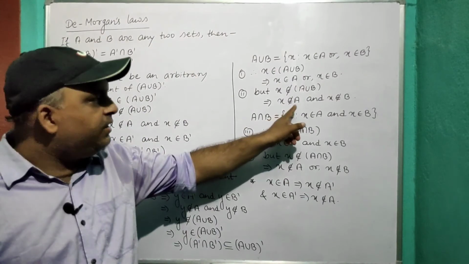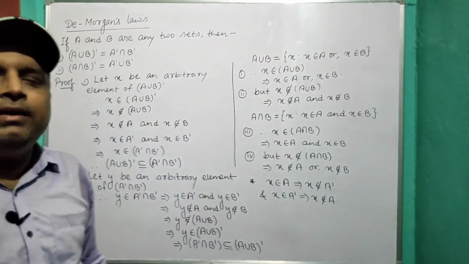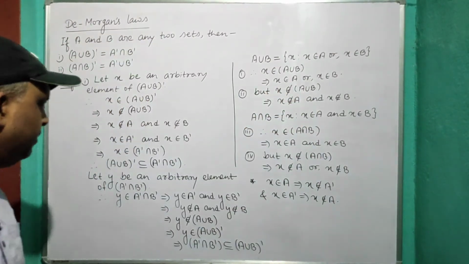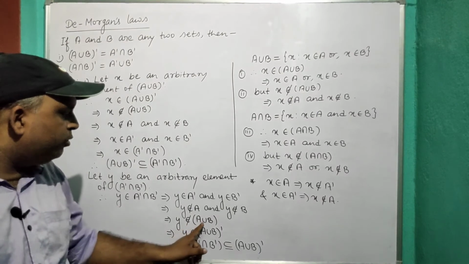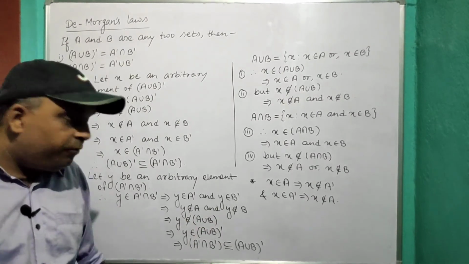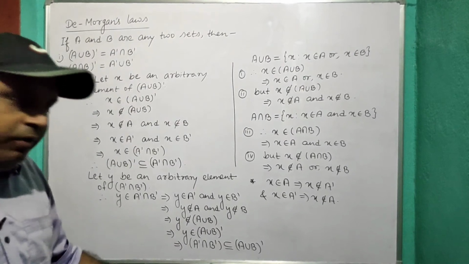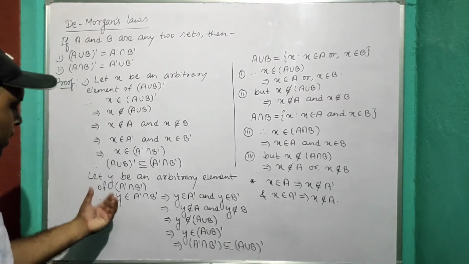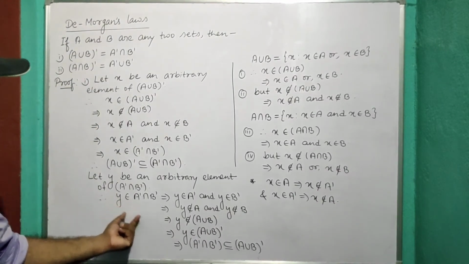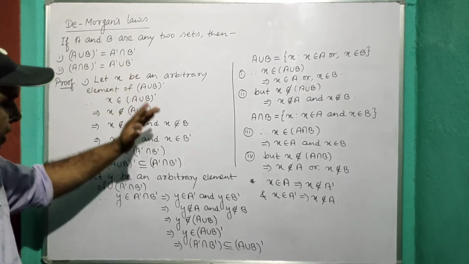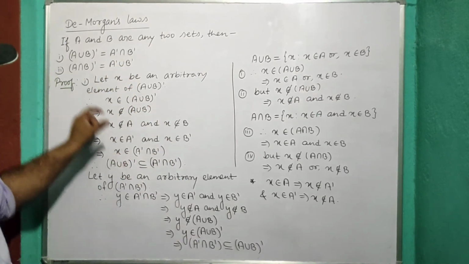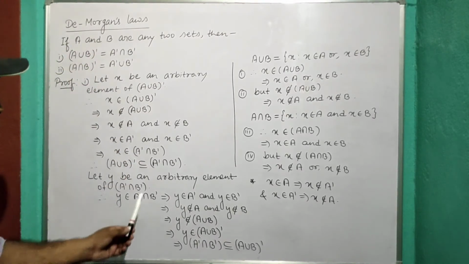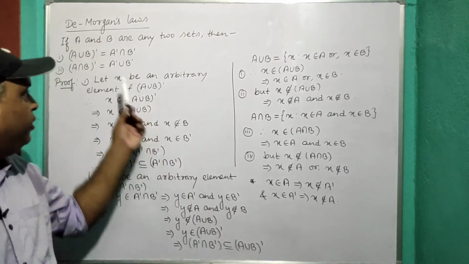Again see here, if x does not belong to A and x does not belong to B, then that means x does not belong to A union B. So using the same logic we say that y does not belong to A union B. And if y does not belong to A union B, then obviously it belongs to (A union B) dash. So again observe that I have taken this y as some element of A dash intersection B dash, and we observe that this y is also an element of (A union B) whole dash. So we can say that this A dash intersection B dash is a subset of (A union B) dash.